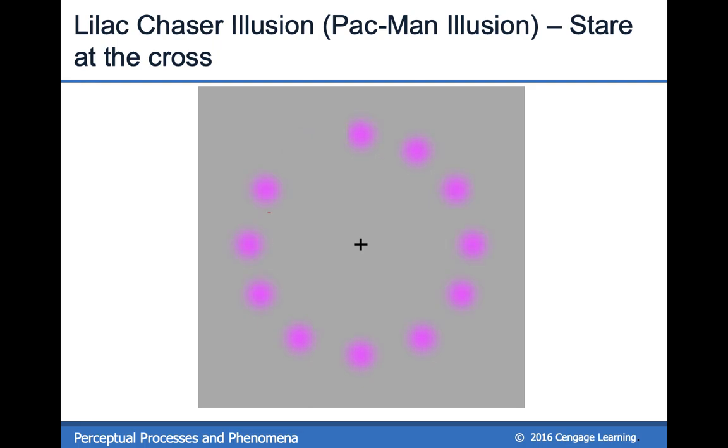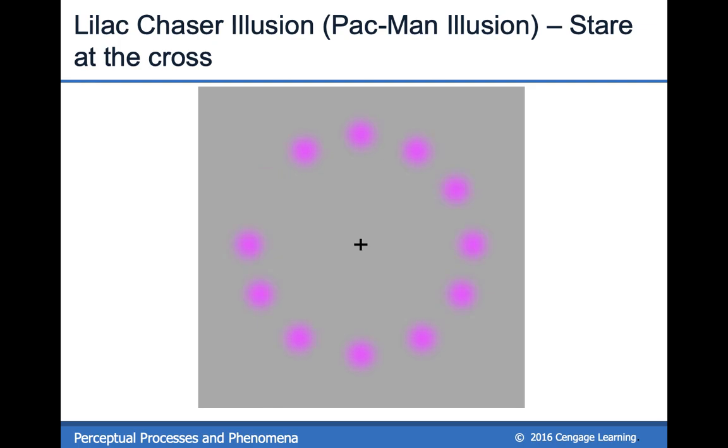This is called the lilac chaser illusion, also known as a Pac-Man illusion. So all you have to do is stare at the cross, and then the lilac circles, there's going to be one that's going to turn a bright green, and then eventually it looks like it eats up the lilac circles and then puts them back, and then eats them up again. So is that one working for you guys? This is one of my favorites. This one always messes with my brain a little bit.